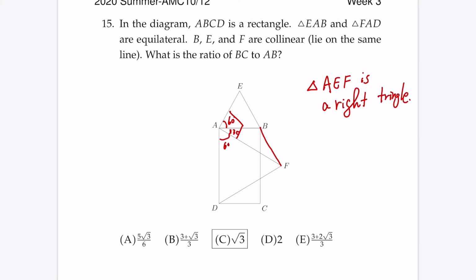Moreover, this is a special right triangle because the angle here is 60 degrees. Because of this, we know that AF over AE is equal to square root 3, which is the same ratio of BC to AB. So the correct answer is C.